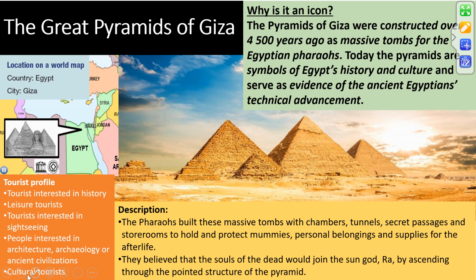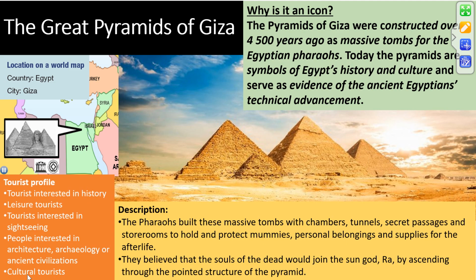If you want to know why this is regarded as an icon, you can have a look at the top right-hand side of your screen, and you will see that the pyramids are symbols of Egypt's history and culture and serve as evidence of the ancient Egyptians' technical advancement. Now, just to give you a rough idea, these pyramids were constructed over 4,500 years ago, and they are massive tombs that were built for the Egyptian pharaohs.